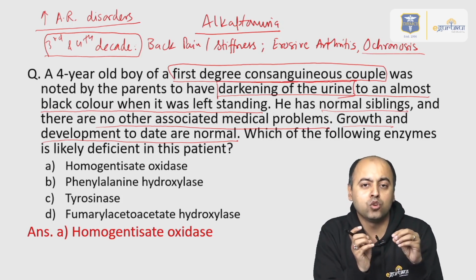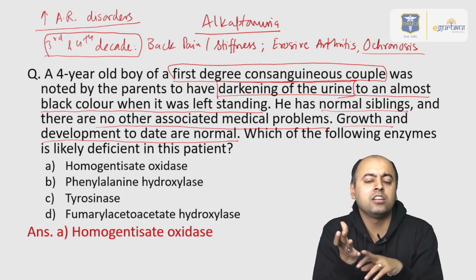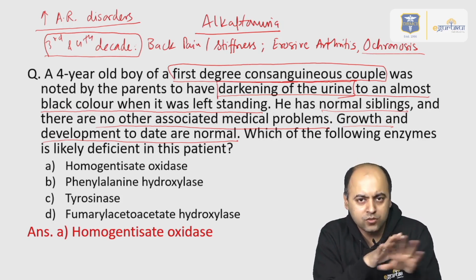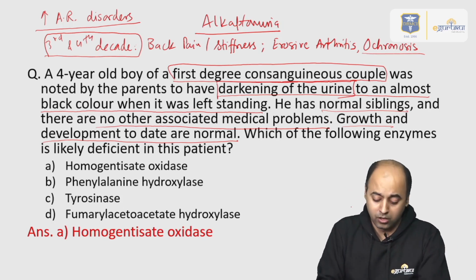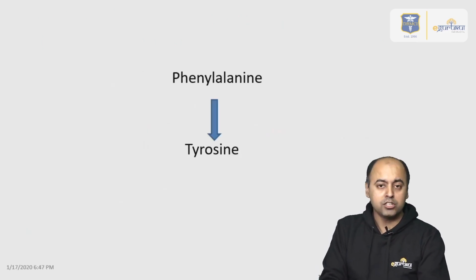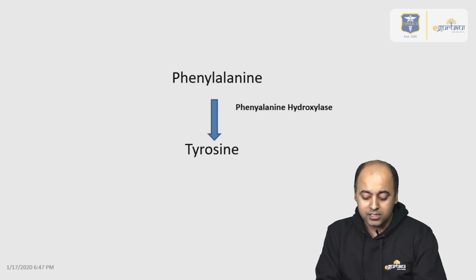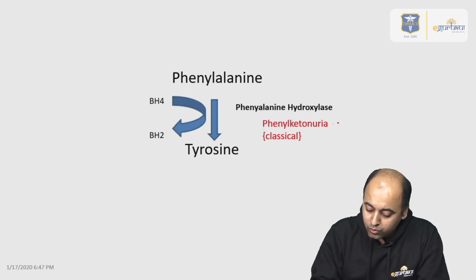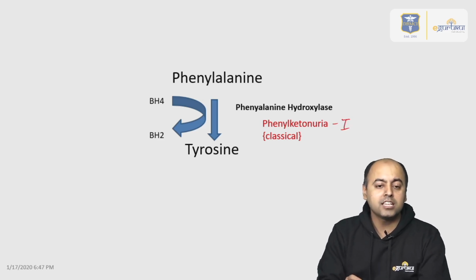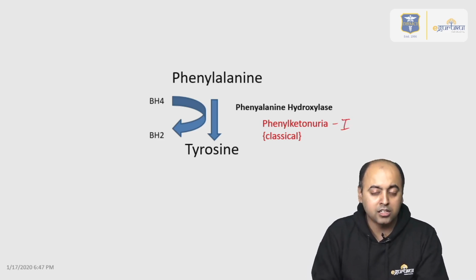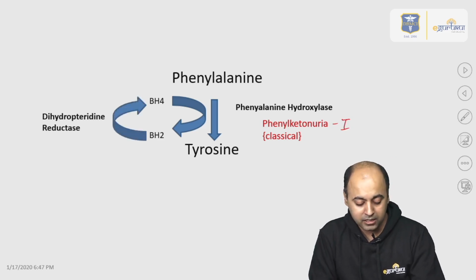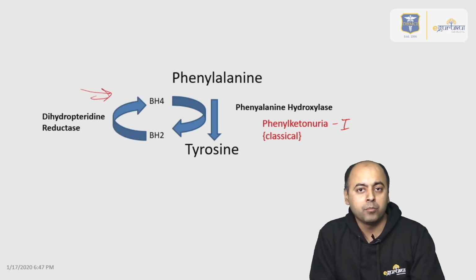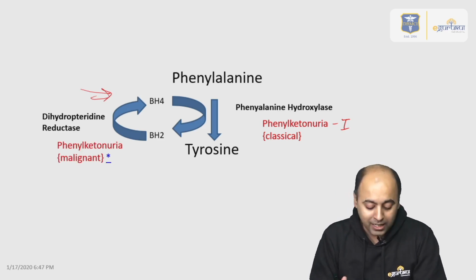Alkaptonuria belongs to a cluster of disorders in the phenylalanine tyrosine metabolism complex. So, I will quickly enumerate the different disorders in the phenylalanine tyrosine complex without going into the details, just for a recall. The phenylalanine is normally metabolized to tyrosine by the enzyme phenylalanine hydroxylase. When the enzyme phenylalanine hydroxylase is deficient, we get the classical type of phenylketonuria, also known as the phenylketonuria type 1.